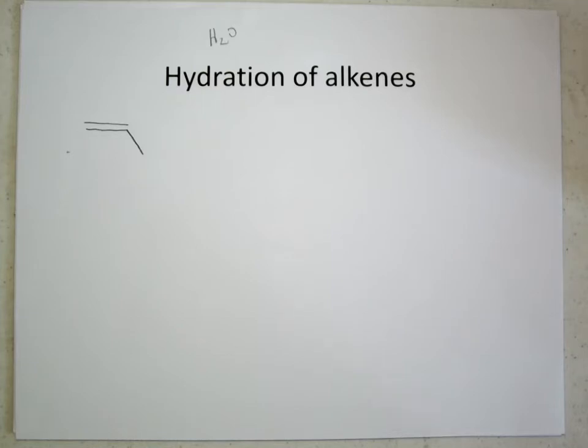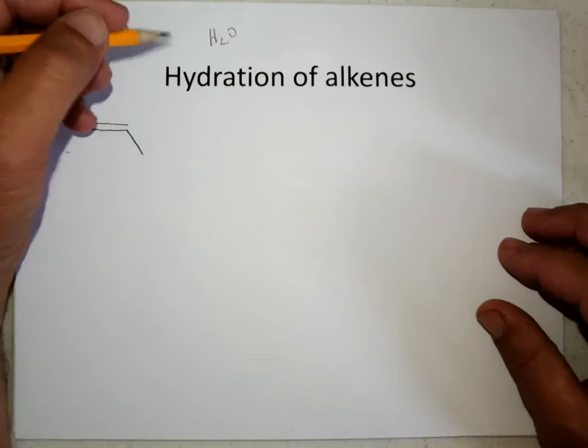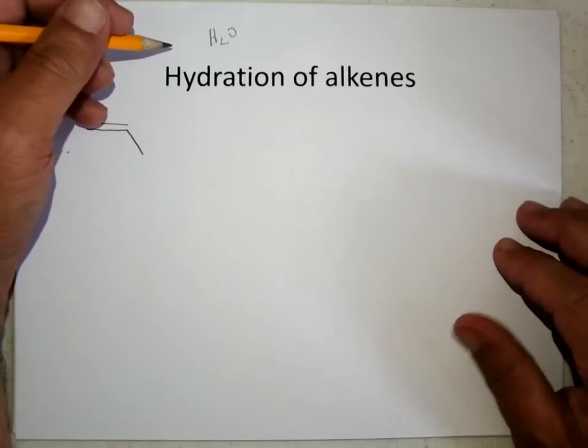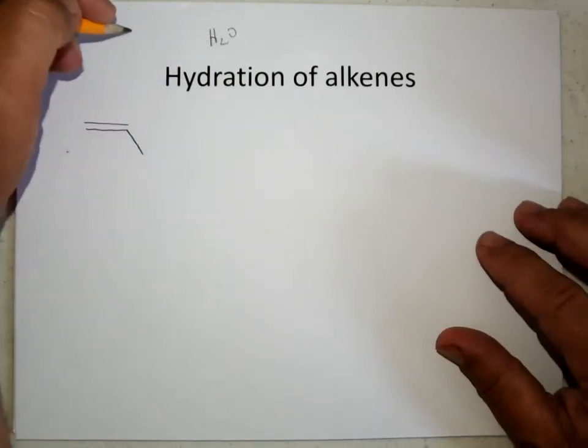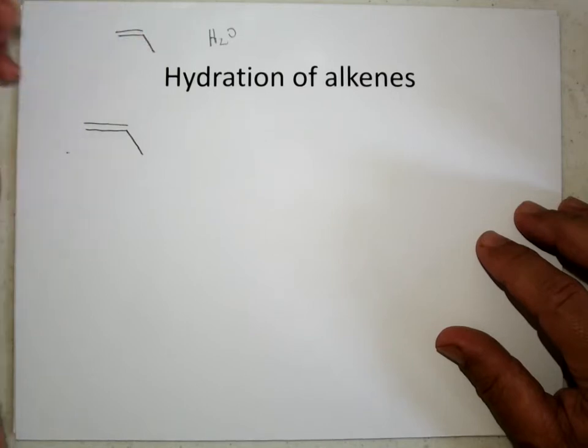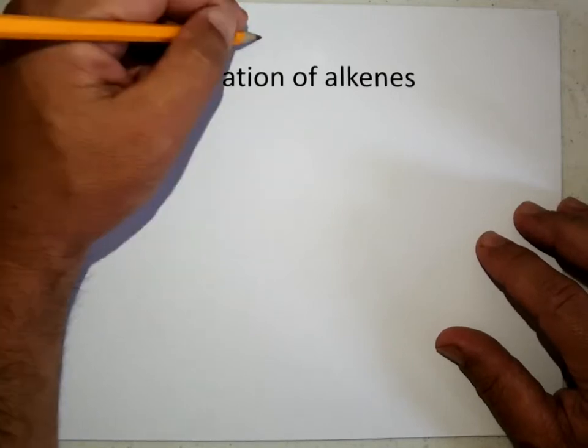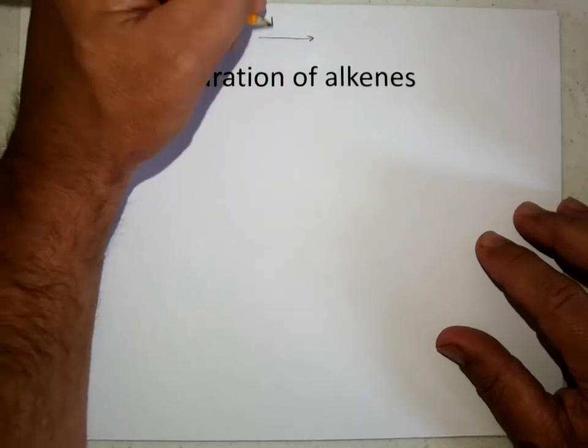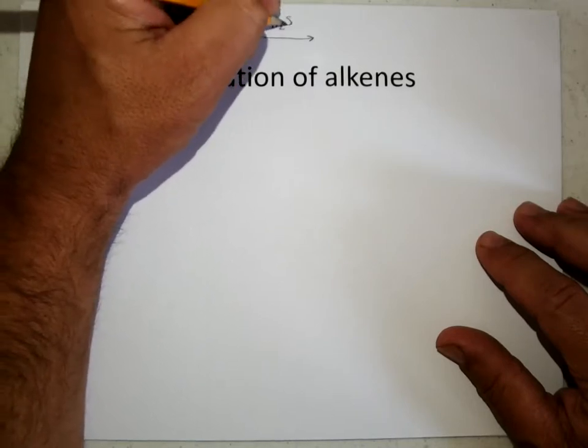So if you tried to add water directly to an alkene, it's not a potent enough or reactive enough molecule to get things going, so it just wouldn't work. Water could sit in the presence of an alkene for a very long time and nothing would happen, so it has to be catalyzed. So when we write the overall reaction for this, we'll write the alkene plus water, and then above the arrow we'll write what the catalyst is.